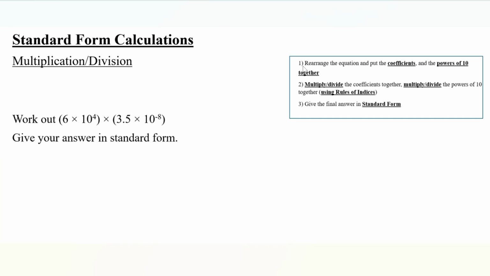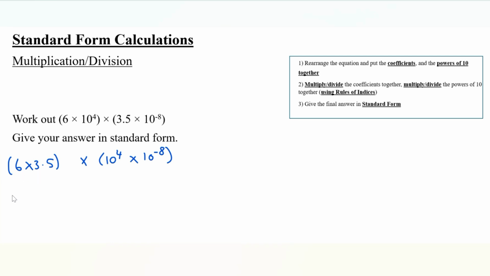So starting off, we would rearrange the equation and put the coefficients and the powers of 10 together. So if we do that, we would get 6 times 3.5 in one bracket, and we multiply that by the powers of 10. Next, we need to multiply or divide based on what the question is asking, the coefficients together, and then multiply or divide the powers of 10 together using the rules of indices.